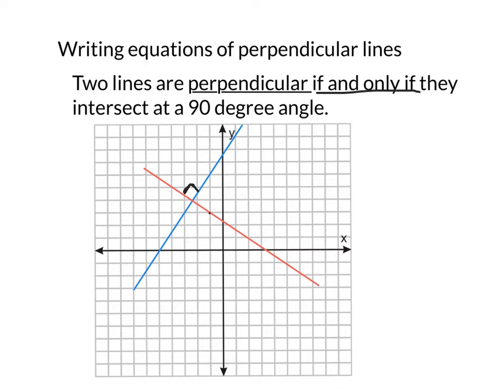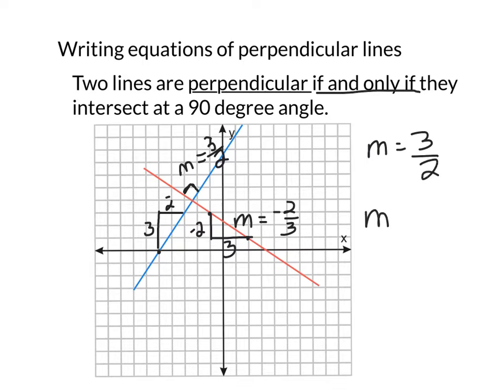So I'm going to pick 2 points here and here. And this looks like it's down 2 and over 3. So the slope of the red line is negative 2/3. And let's look at the blue line. Looks like it's up 3 and over 2. So we have two different slopes, 3 over 2 and negative 2 over 3.